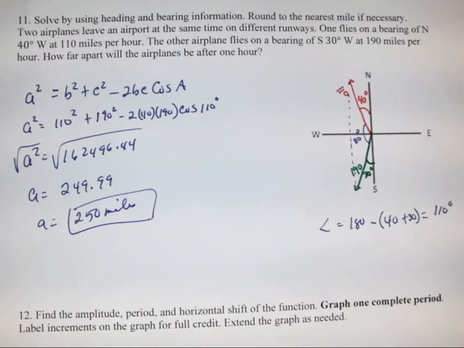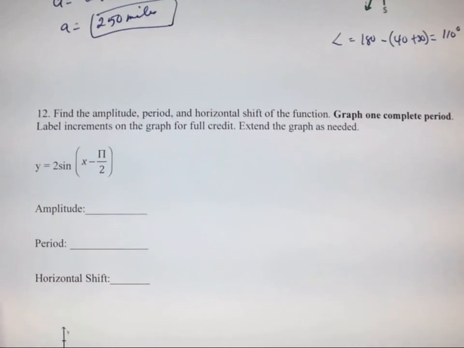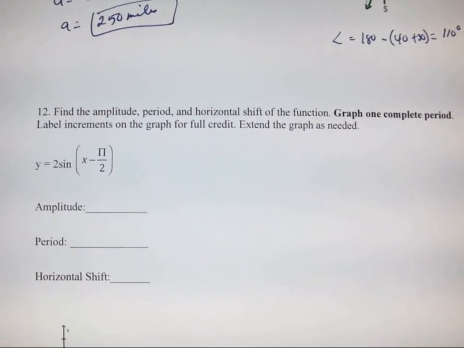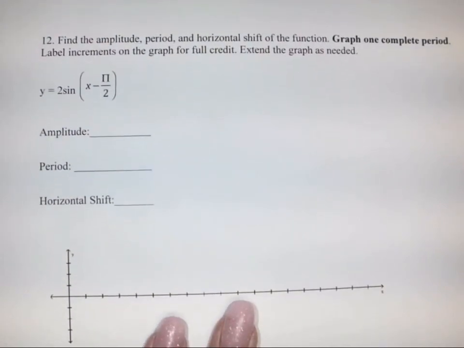All right, next problem. We are going to find the amplitude, the period, and the horizontal shift of the function, and then graph one complete period. Label the increments on the graph for full credit. Extend the graph as needed.